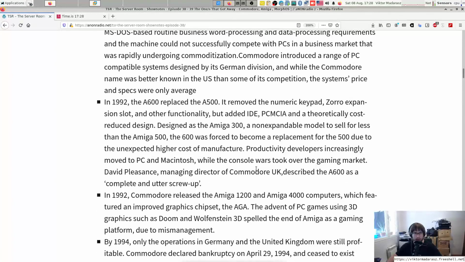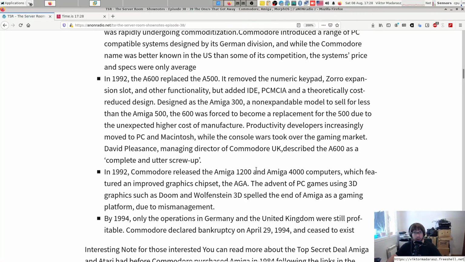In 1992, the A600 replaced the A500. It removed the numeric keypad, zero expansion slot, and other functionality, but added IDE and PCMCIA, and a theoretically cost-reduced design. Designed as the Amiga 300, a non-expandable model to sell for less than the Amiga 500, the 600 was forced to become a replacement for the 500 due to the unexpectedly higher cost of manufacture. Productivity developers increasingly moved to PC and Macintosh, while the console wars took over the gaming market. David Pleasance, managing director of Commodore UK, described the A600 as a complete and utter screw-up.